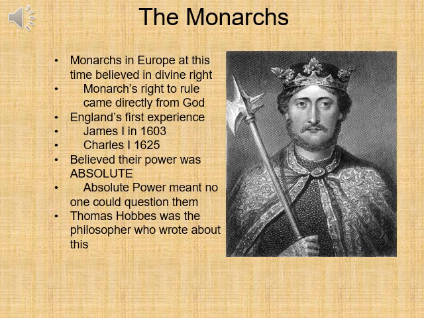Monarchs in the early 17th century, that's early 1600s in England, believed in a divine right and that a monarch's right to rule came directly from God. England's first experience with this during the Enlightenment period was King James I in 1603, followed quickly by King Charles I in 1625. They both believed that their power was absolute and that no one could question them. You'll remember from our Enlightenment lecture that Thomas Hobbes was the philosopher who wrote about divine right and rule from monarchs.